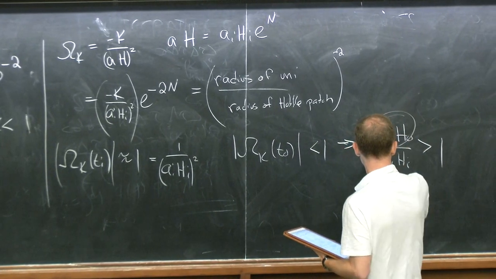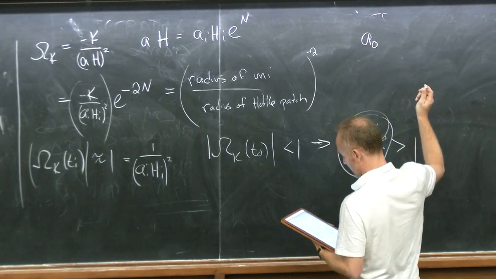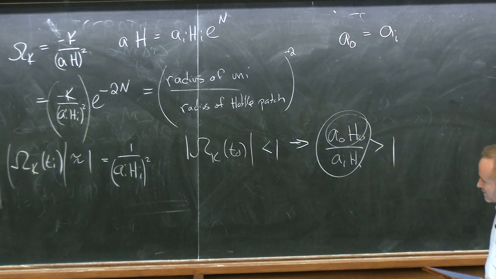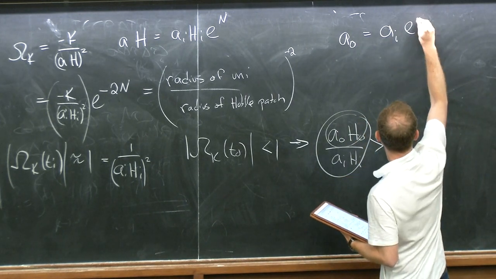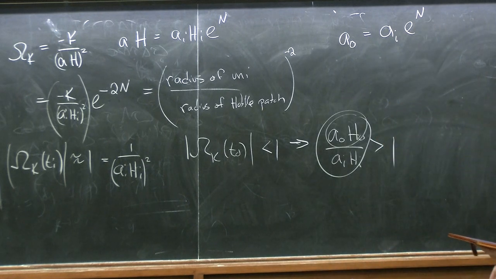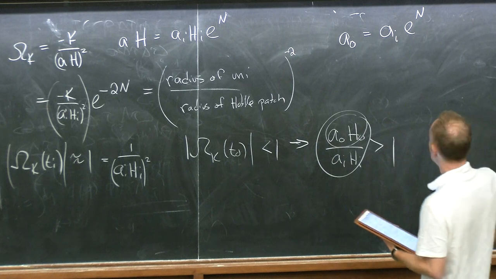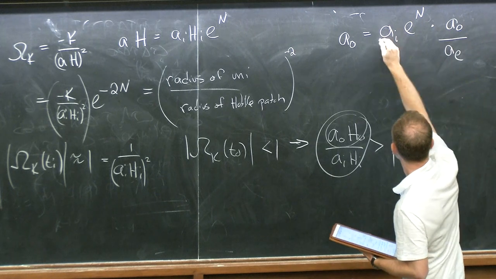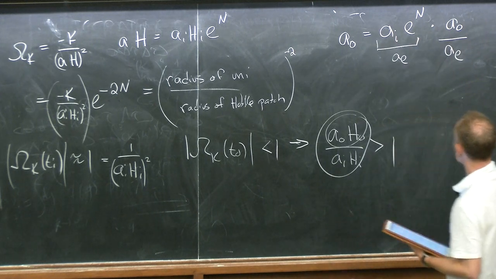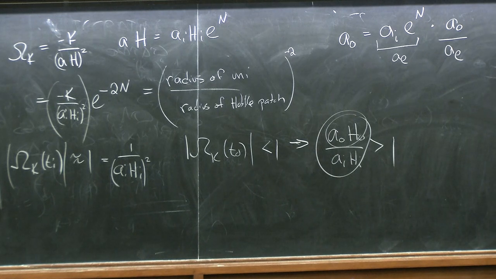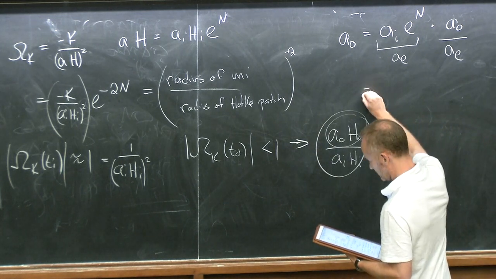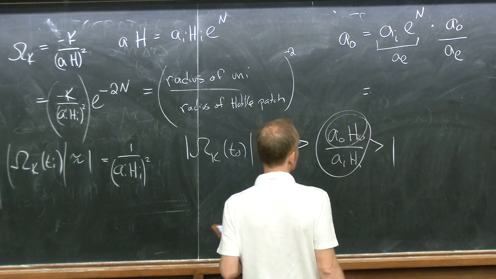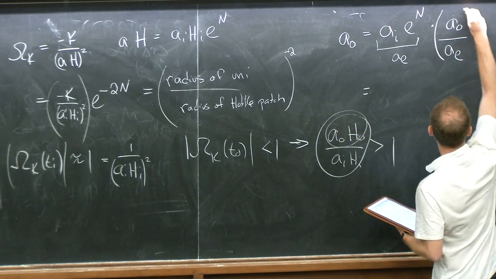So how big is this? Well, how big is this? So I can write a naught as a_i, the scale factor at the beginning of inflation at t equals t_i, times e to the N, the scale factor at the end of inflation, times a naught over a e, just equal to this. I've just written a naught multiplied by and divided by a e. Now, what is a naught over a e?